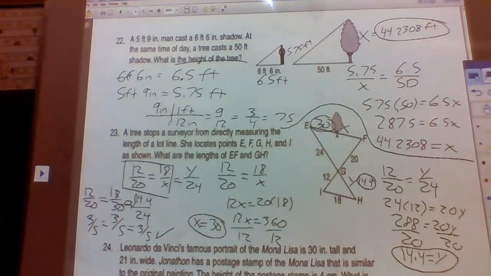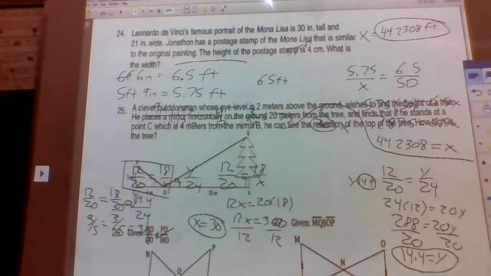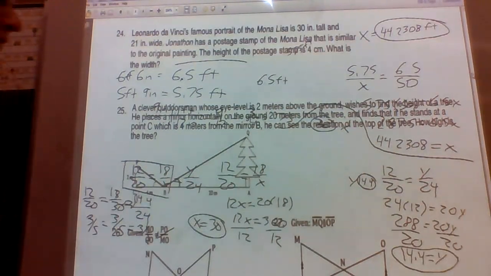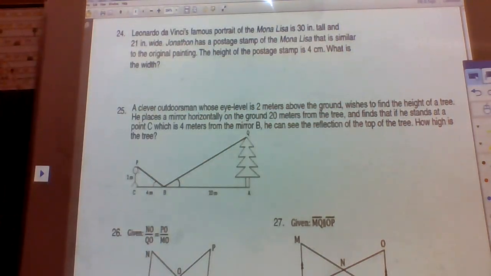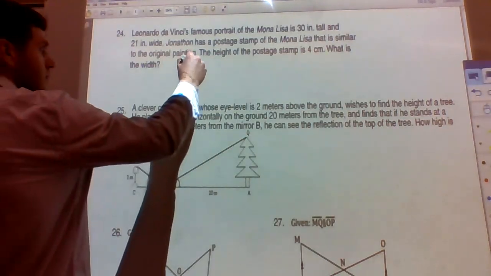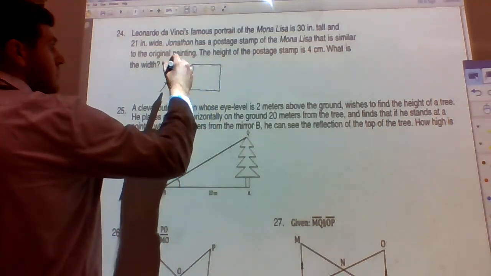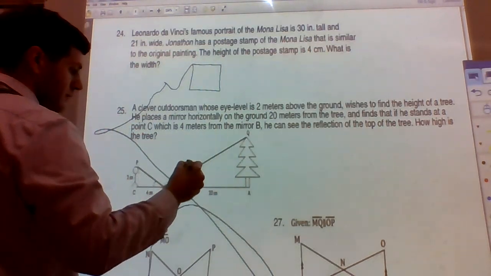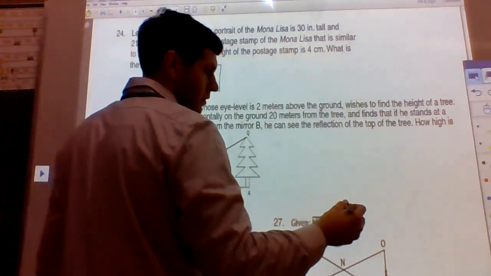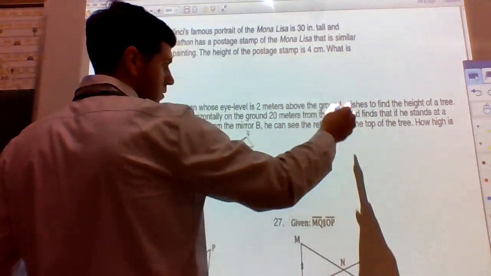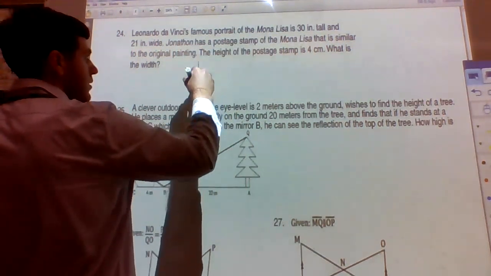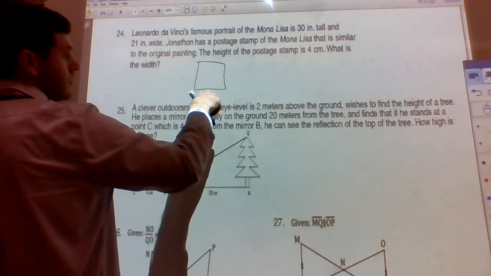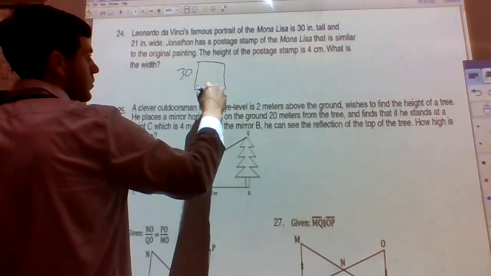Right, number 24. Leonardo da Vinci's famous portrait of the Mona Lisa is 30 inches tall and 21 inches wide. Okay, so here's the Mona Lisa. It is 30 inches tall, 21 inches wide.